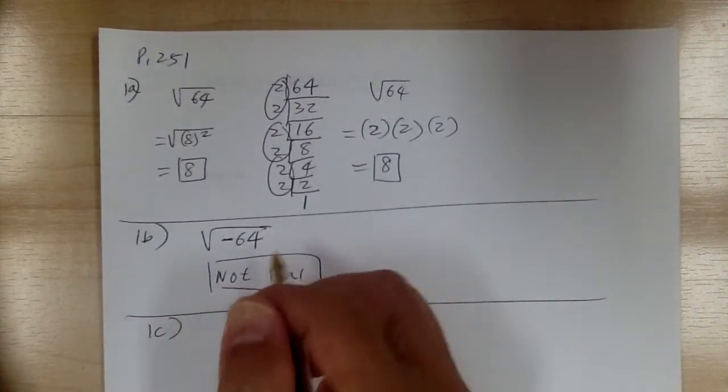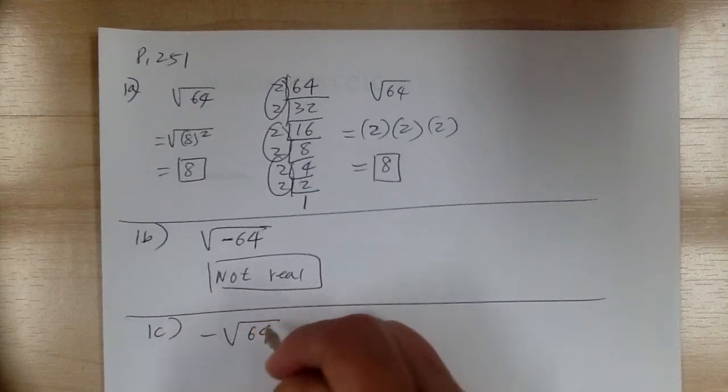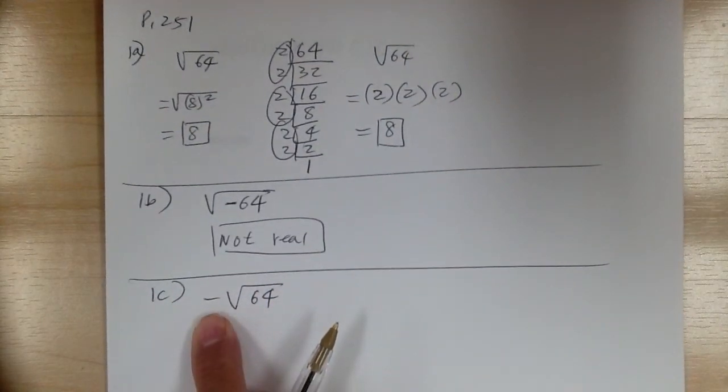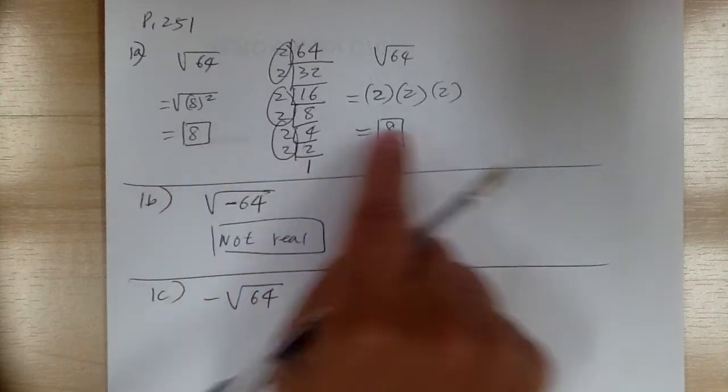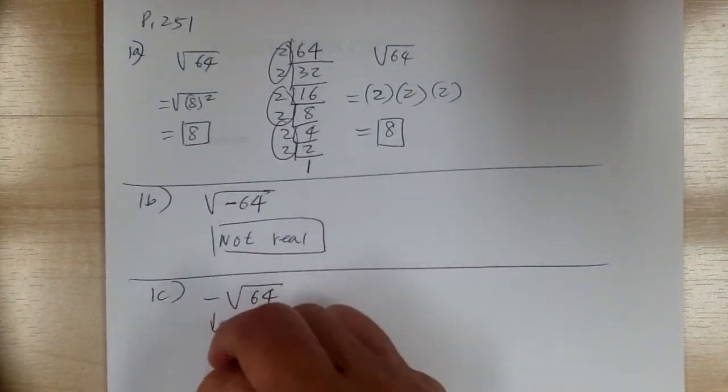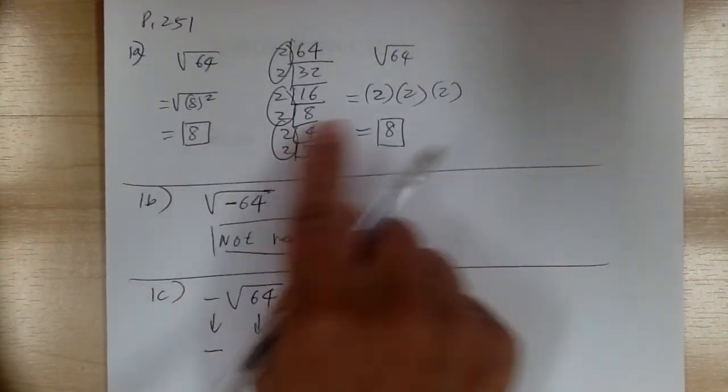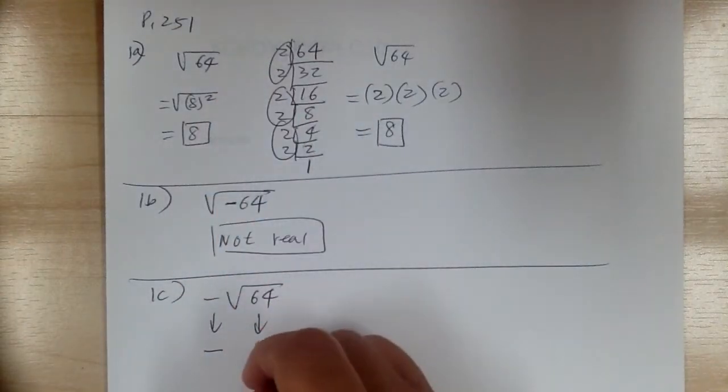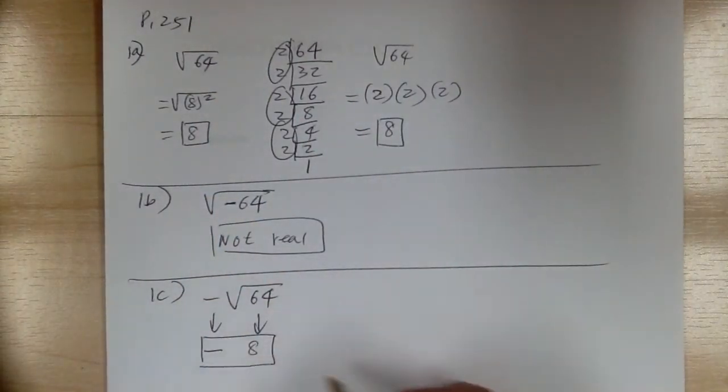Now 1C, you've got negative square root of 64. Now the negative on the outside is fine. So you do one of these methods. Keep the negative, and the square root of 64 from 1A is going to be 8. So your answer would be negative 8.